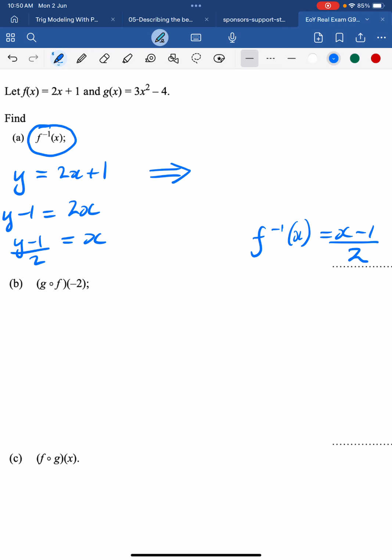Okay. Of course, the alternative method might have been to interchange the x and y from here, then go ahead and solve for y here. You would get the same end result. Now let's have a look at the next one.